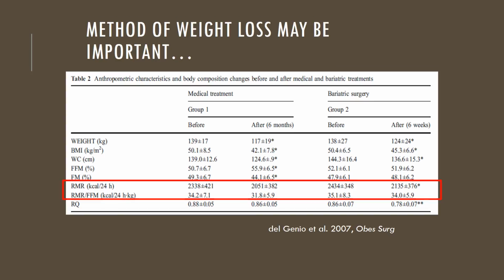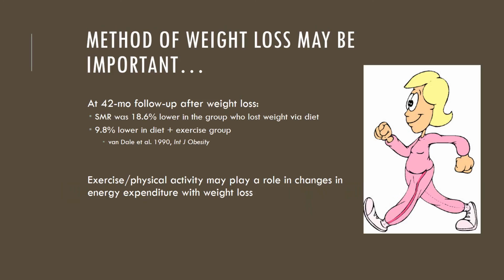In the bariatric surgery group, the metabolic rate before surgery was about 2,400 calories. After, it was about 2,100, and the asterisk that you see there means that was a significant decrease. So what this showed is that the bariatric surgery resulted in a decreased metabolic rate, but the medical treatment didn't. So perhaps the way we lose weight is important. Here's another study that suggests that's true.